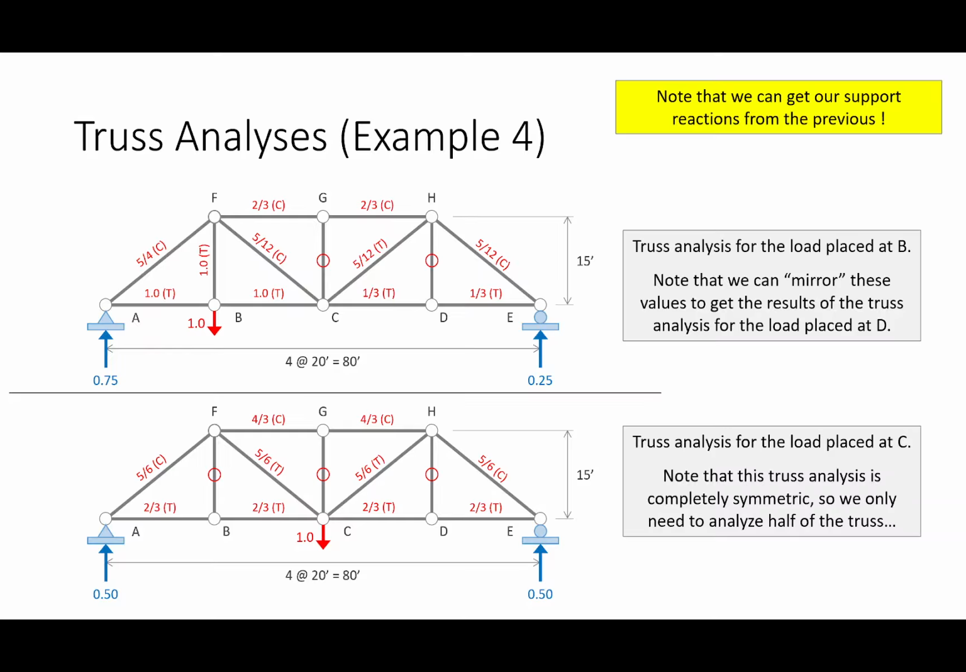So that's member AB. Let's try member CD. So member CD, what goes here? 1/3. What goes here? 2/3. Okay. What goes here? 1. What? 1/3.